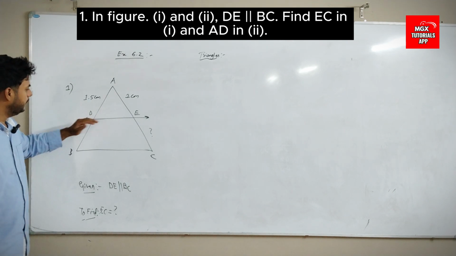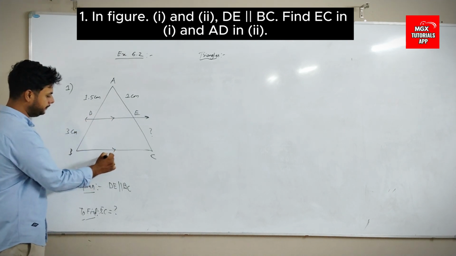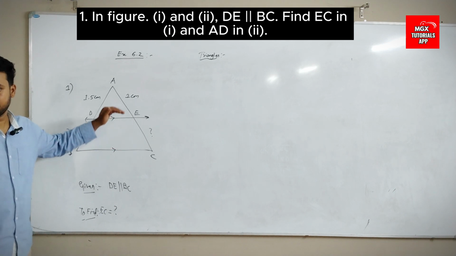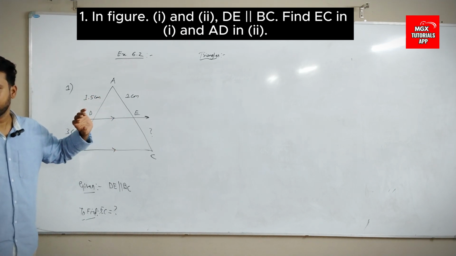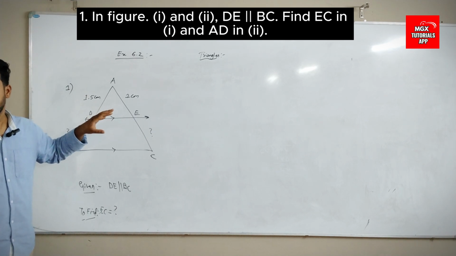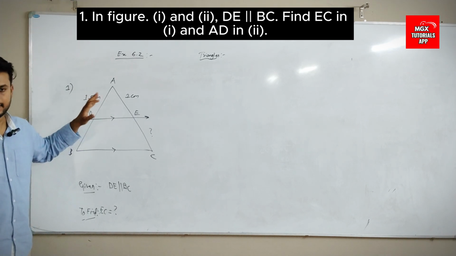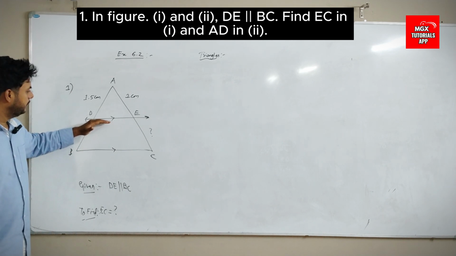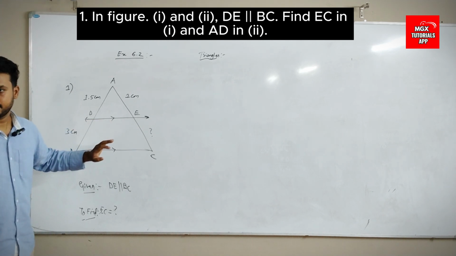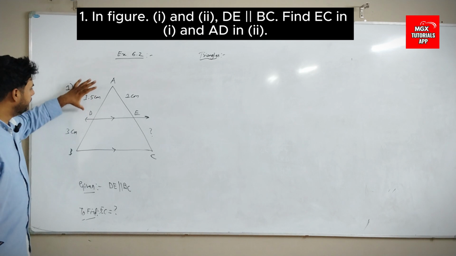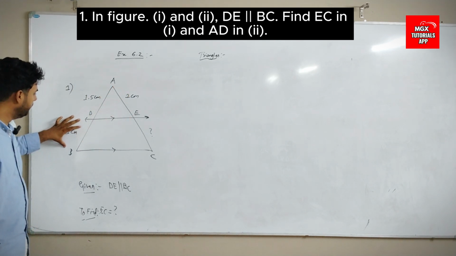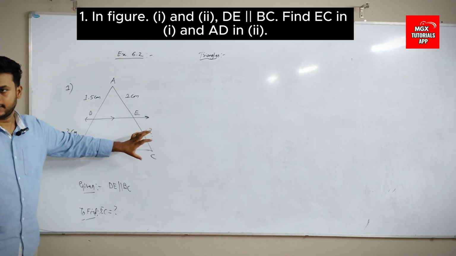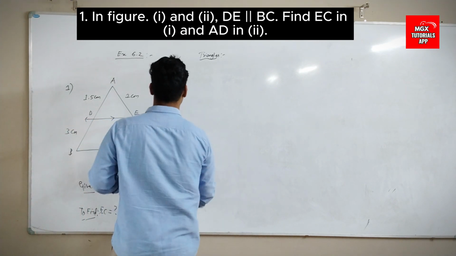First, DE is parallel to BC. This triangle, DE is parallel to BC. That means which theorem will work here? Basic proportionality theorem will work only and only if DE is parallel to BC. Correct? Now what will happen? AD will be equal to AE, and DB will be equal to EC. We know that. And how do we write that?